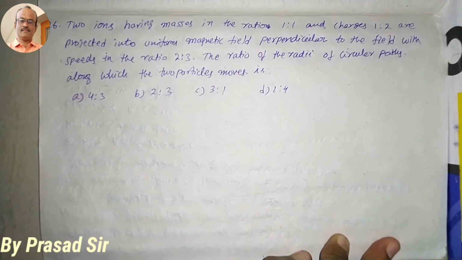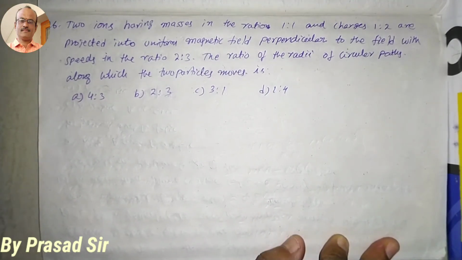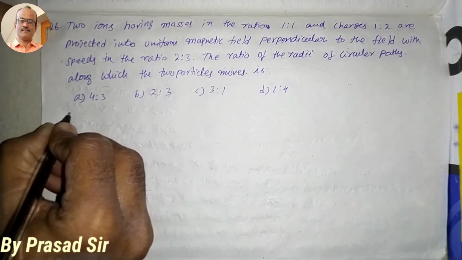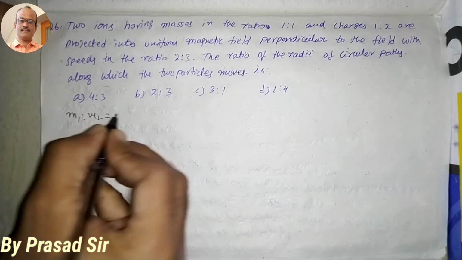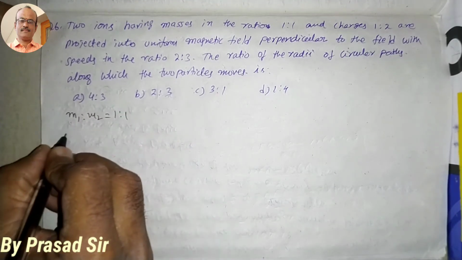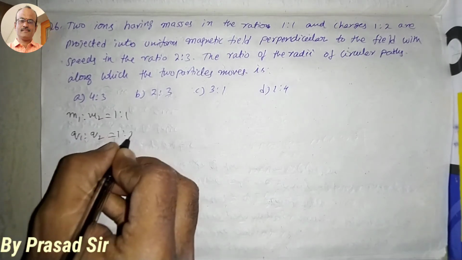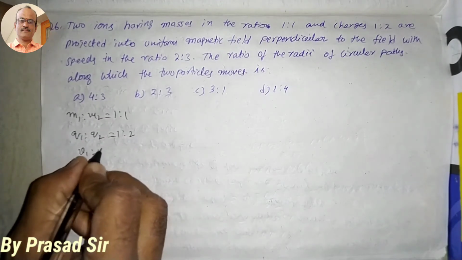Now the question number 26. Two ions having the masses in the ratio 1:2 and charges which are in the ratio 1:2 are projected into a uniform magnetic field perpendicular to the field with the speeds in the ratio 2:3. The ratio of the radii of the circular paths along which the two particles move is how much? So first of all, what are the given ratios? M1 is to M2 is equal to 1:1. And charges Q1 is to Q2 is equal to 1:2, and speeds are in the ratio V1 is to V2 is equal to 2:3.